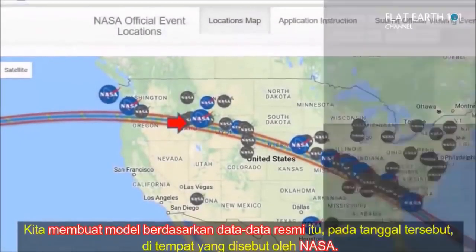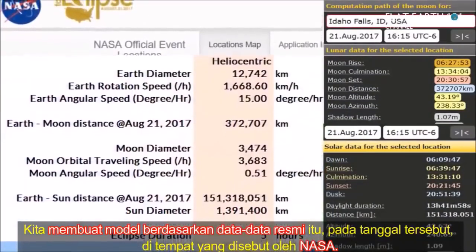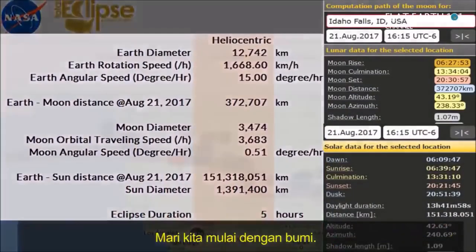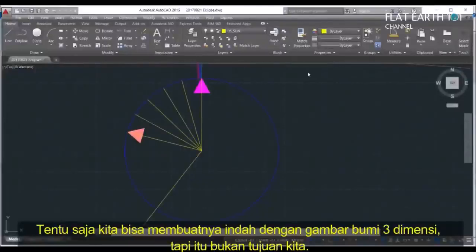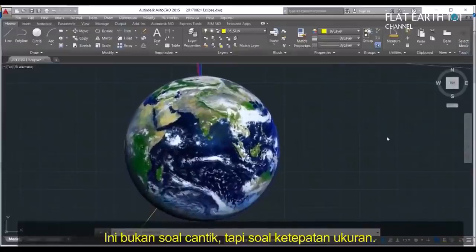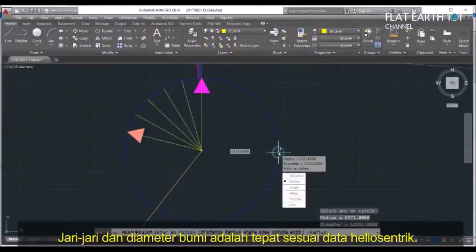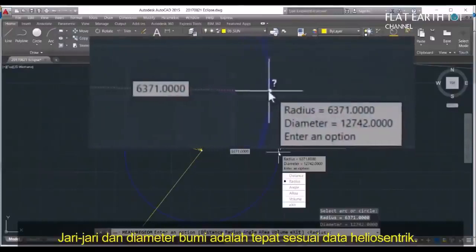These are the assumptions I took from the mainstream science database. We made this model based on that official data at that particular date and that particular spot as referred by NASA. Let's start with the Earth. Of course we can make it pretty with a 3D Earth, but that's not our objective now. It's not about beauty, it's about precision.